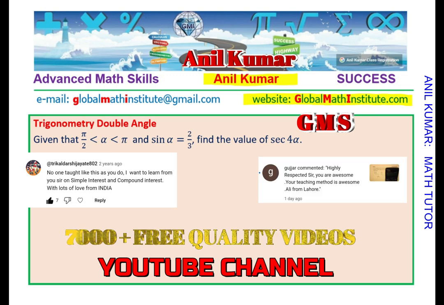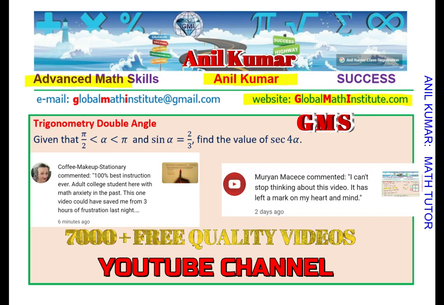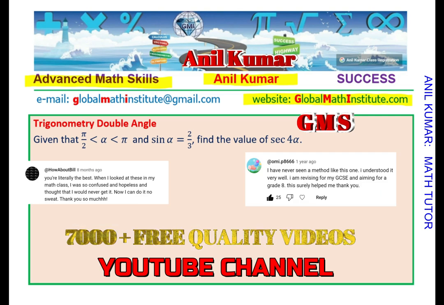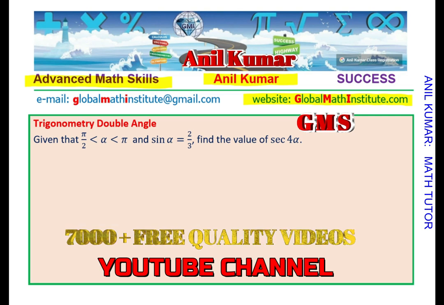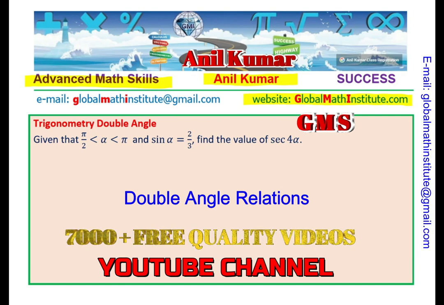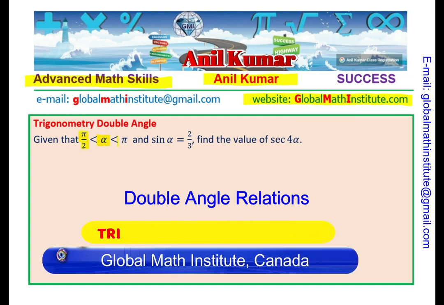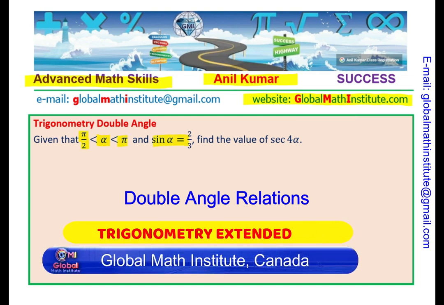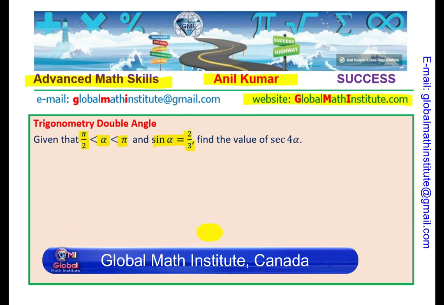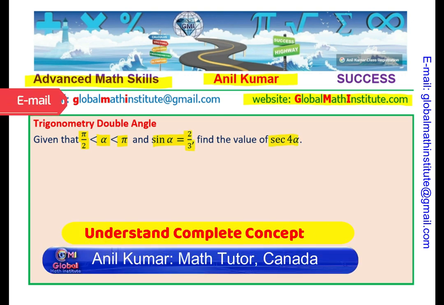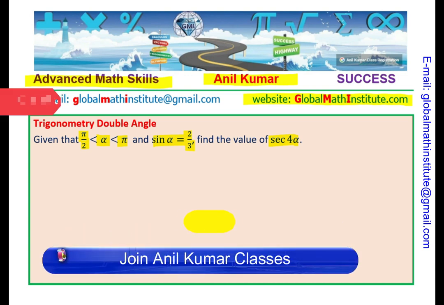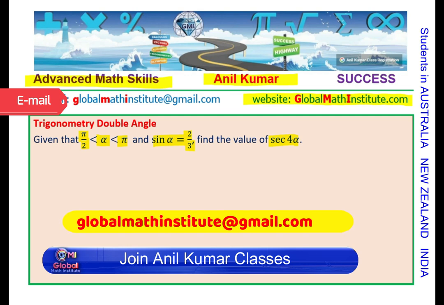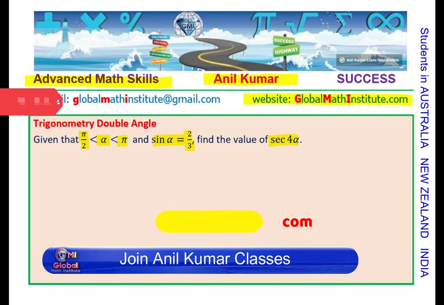In our journey of learning advanced math skills, here is another very beautiful question based on double angle formulae. We are given that angle alpha is between pi by 2 and pi, sine alpha is 2 by 3, and we need to find the value of secant 4 alpha. Let us see what is the best way of solving such a problem.